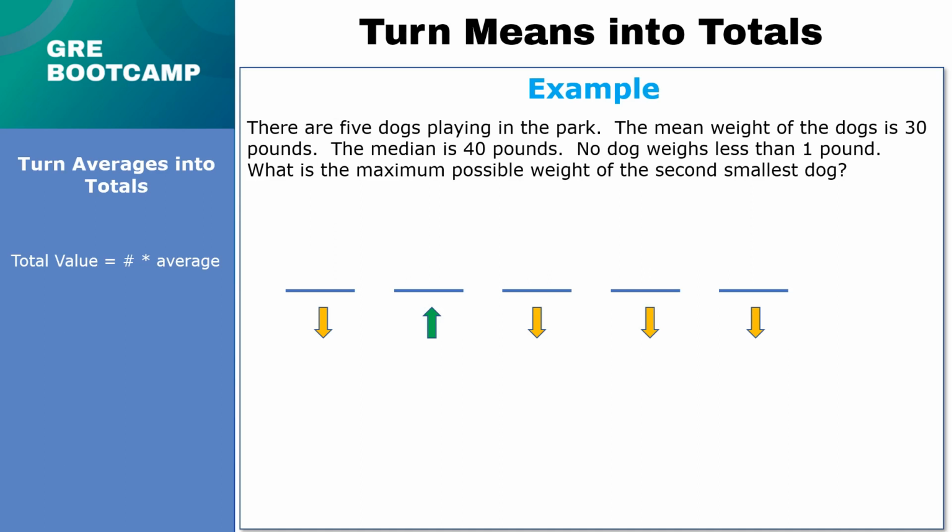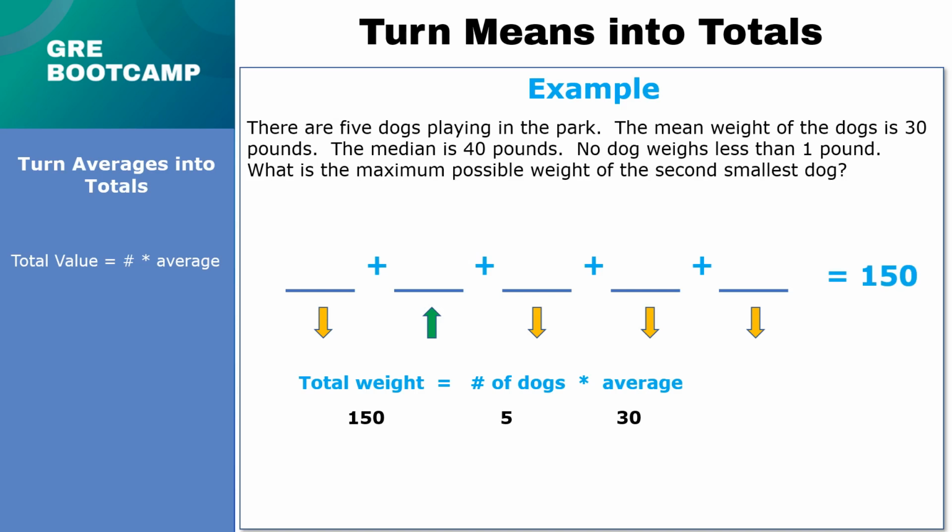Now, we're also told that the average weight of all the dogs is 30 pounds, and that's really important because that means that the total weight of all 5 dogs must be 30 times 5, which is 150. So whatever happens or whatever we do, when we add the weights of the dogs together, they have to equal 150. We're not allowed to change that number. Now we're also told that the median weight is 40. So we know for sure that this middle dog must weigh 40 pounds.